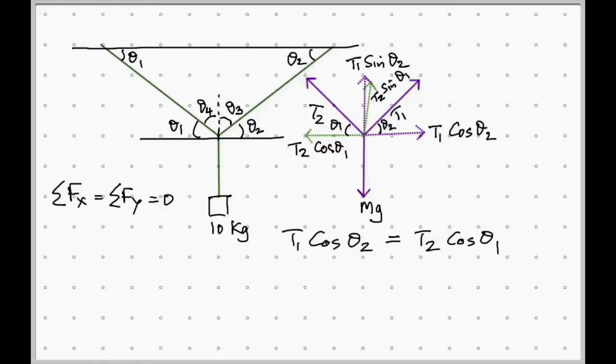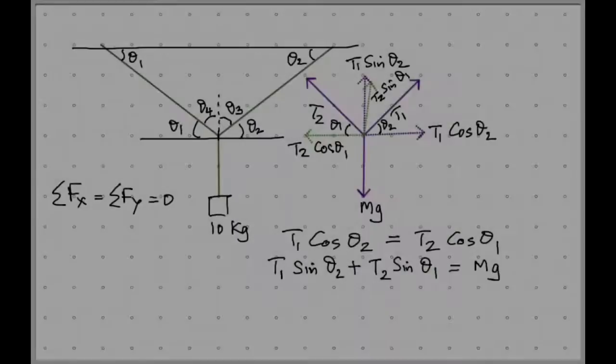Along the y, you need T1 sine theta 2 plus T2 sine theta 1 minus mg to be equal to 0, because those two are acting up and this is acting down. Instead of sine, can you just write 2 force tension sine theta? Yeah, in this particular case, because it's symmetric, 2 times that is equal to mg. That's why I'm writing the most general case, assuming that the angles are different and all that.